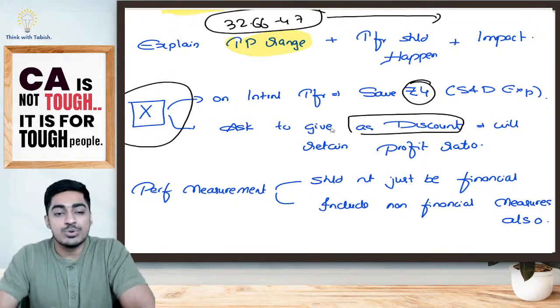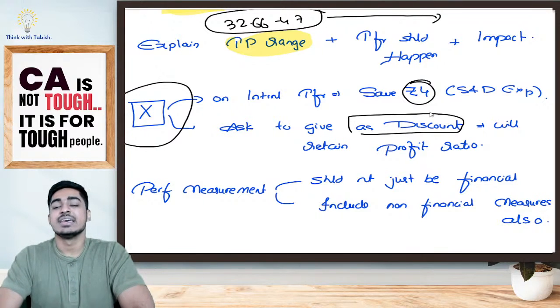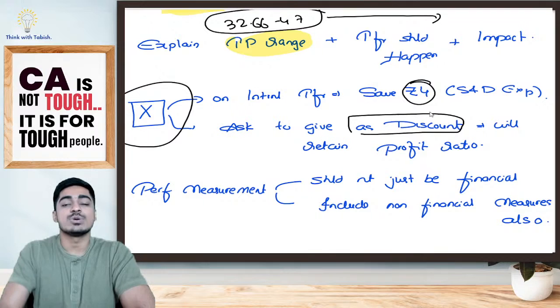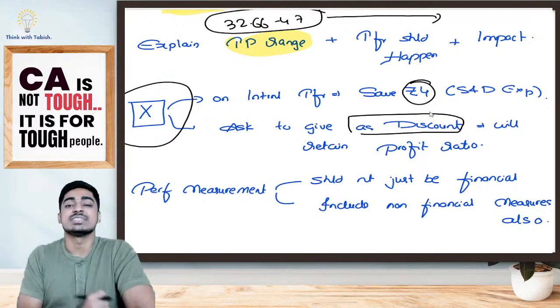This is one more recommendation, a special recommendation which we are giving. And next we will tell why X was not willing to transfer. Because he was telling that my performance measurement was happening based on my return on investment, how much profit percentage I'm giving. Based on that, my performance measurement was happening.